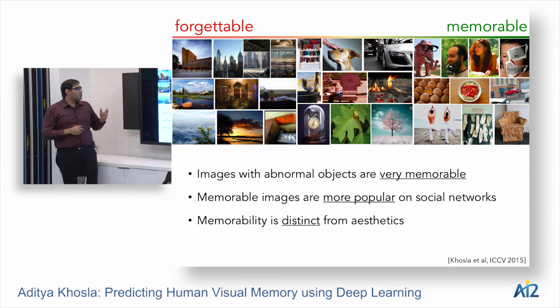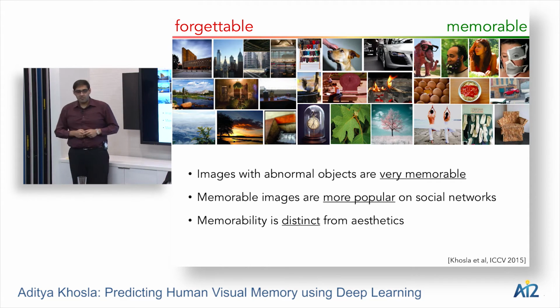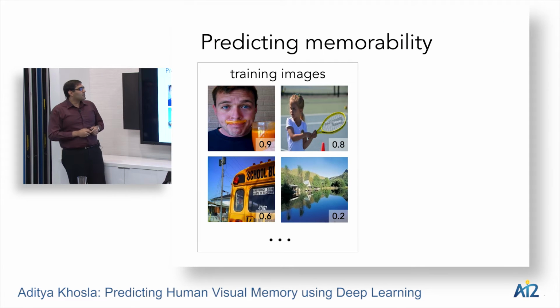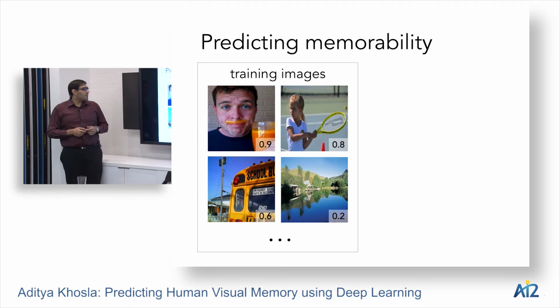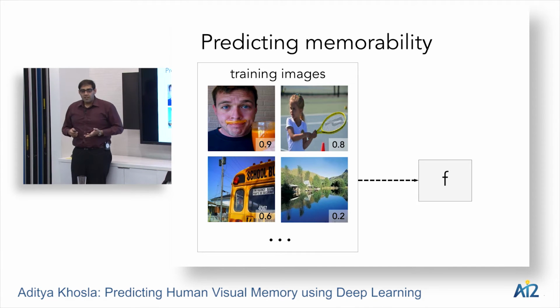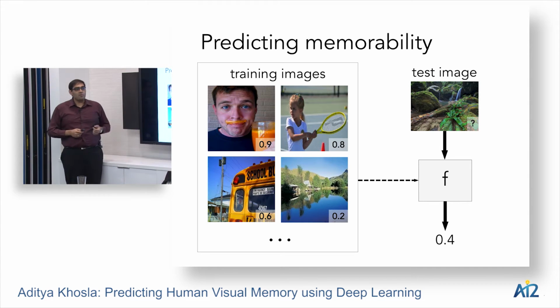So we saw that people were really bad at predicting how memorable images are. Can we build algorithms capable of predicting this? We set this up in a very standard machine learning framework. We're given a set of training images, such as these ones, with associated memorability scores, as shown in the numbers there. Our goal is to build this function f that, when given a test image, predicts how memorable it is. So it's extremely straightforward.